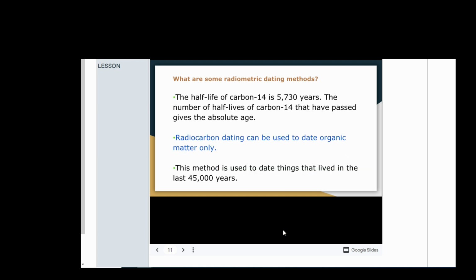So the half-life of carbon-14 is 5,730 years. So the number of half-lives of carbon-14 that have passed by gives us our absolute age. So we would take 5,730 years times the number of half-lives that we've gone through. We can only use this for organisms that were organic, that contained carbon. Basically, we're going to use this for things that lived in the last 45,000 years. Anything older than that is outside of our sweet spot range.